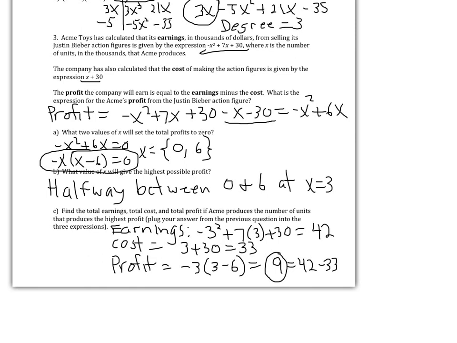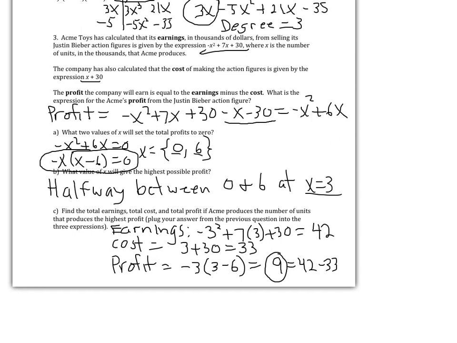So if we sell 0 of these figures, we'll get 0 profit. If we sell 6,000 of these, we'll also get 0 profit. The maximum profit that we're going to get is halfway between our two values of 0 and 6. So that means that x is equal to 3.